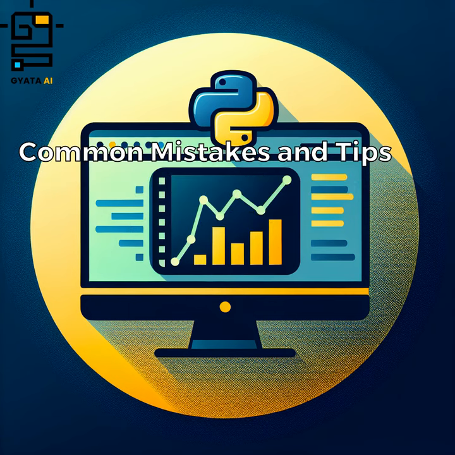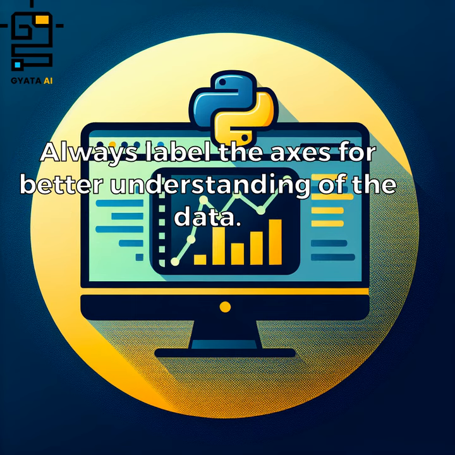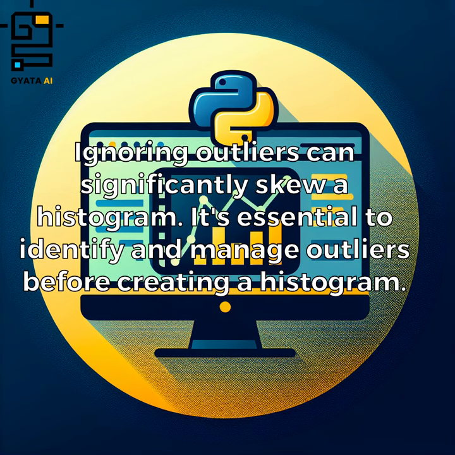Common mistakes and tips. Choosing the right bin size is crucial. Incorrect bin size might oversimplify or overcomplicate the data. Always label the axes for better understanding of the data. Ignoring outliers can significantly skew a histogram. It's essential to identify and manage outliers before creating a histogram.